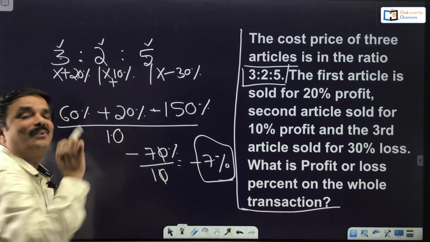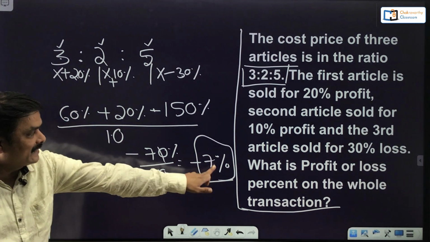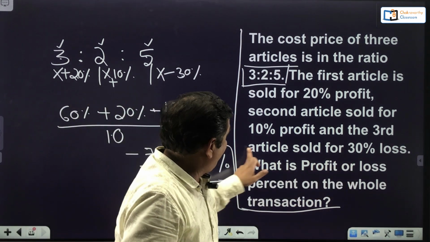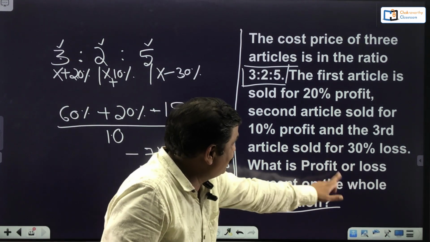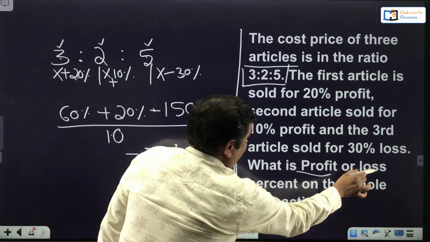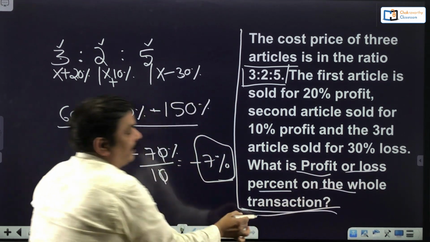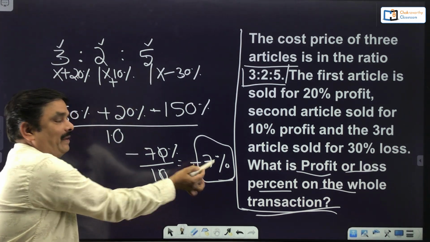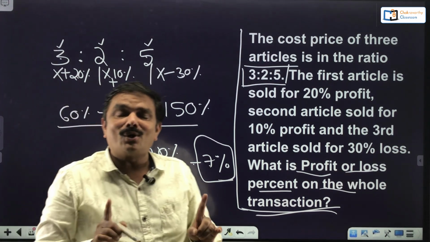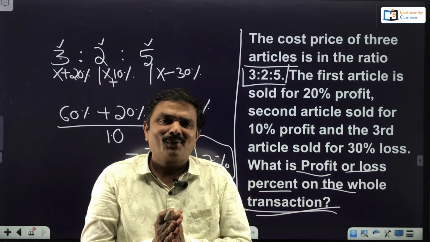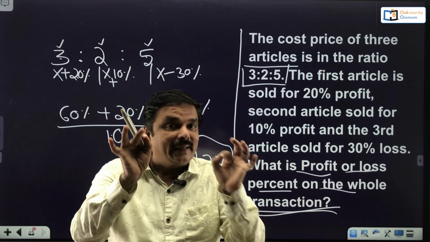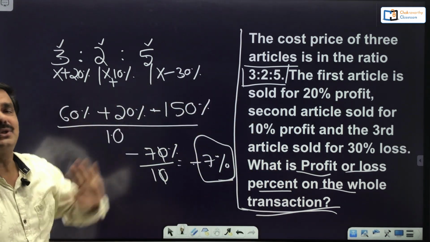How simple, students, this one. What do you mean by minus 70, minus 7%? The answer for this question is here, loss. What is the profit or loss percent on the whole transaction? Now on the whole transaction, I got minus 7%, means loss of 7%. Got the clarity? How simple this one? It is one of the techniques to solve this type of questions.